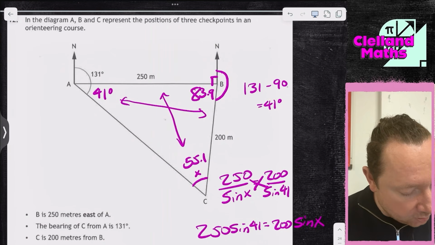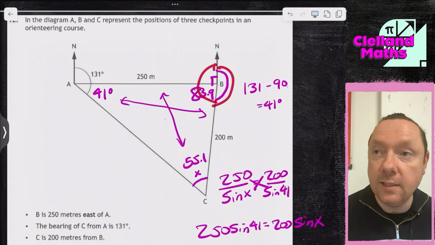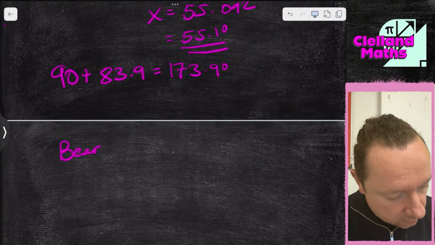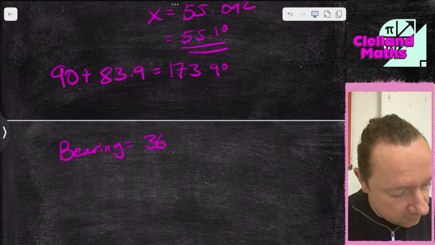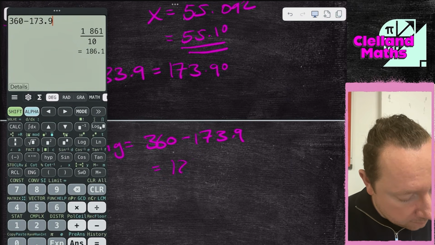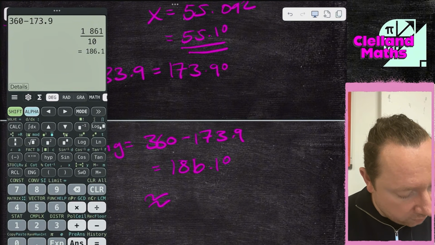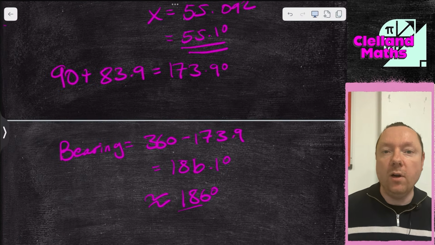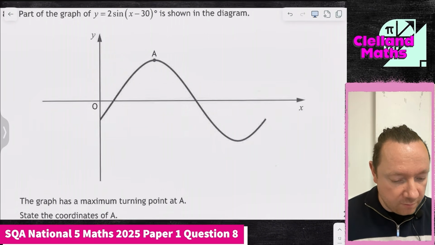So our bearing then is going all the way around the circle, which is 360. We already know that bit, so we can just take away from 360. So our final answer is 360 minus 173.9, which is 186.1 degrees. Bearings are usually 3 figures, so about 186 degrees, but you'll probably be fine with 186.1 or whatever rounding you want.